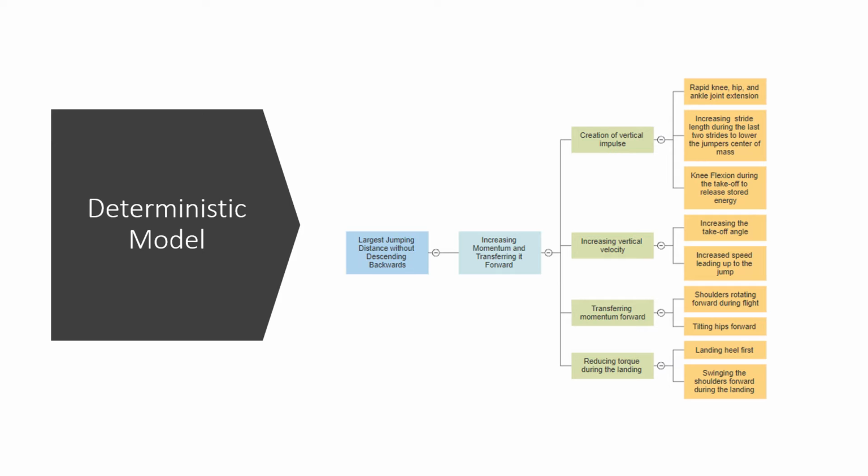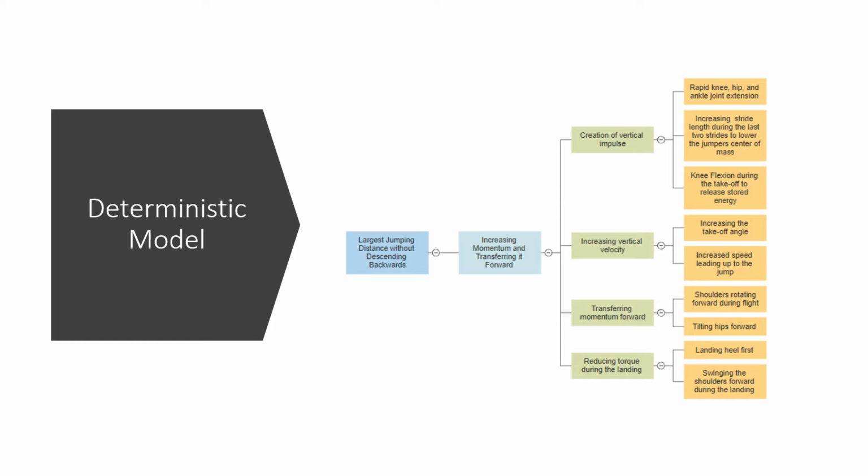By using a deterministic model, we can decide what factors need to be observed to achieve the largest jumping distance without descending backwards. This is achieved by increasing momentum and then transferring it forward. This is achieved through the creation of vertical impulse. Vertical impulse can be increased by knee, hip, and ankle extension after the takeoff, also by lowering the jumper's center of mass by increasing the stride length just before the takeoff, and also by releasing stored energy through knee flexion.